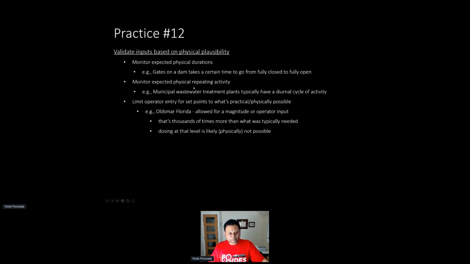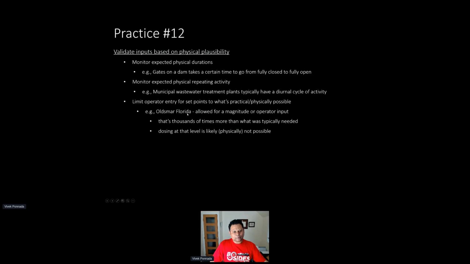Similarly, monitor expected physical repeating activity. For example, wastewater treatment plants have a diurnal cycle: what happens in the morning versus what happens at night, or in a batch process, what happens at a certain time during the day and then in the afternoon versus evening. They should all be consistent, right? You're trying to get a particular batch out or a particular quality in the water. But if for whatever reason they're different, someone may be trying to influence it by changing the treatment or dosing methodology, and you should be able to highlight or alert on that. It should be repeatable, but because it's not, you alert on it.